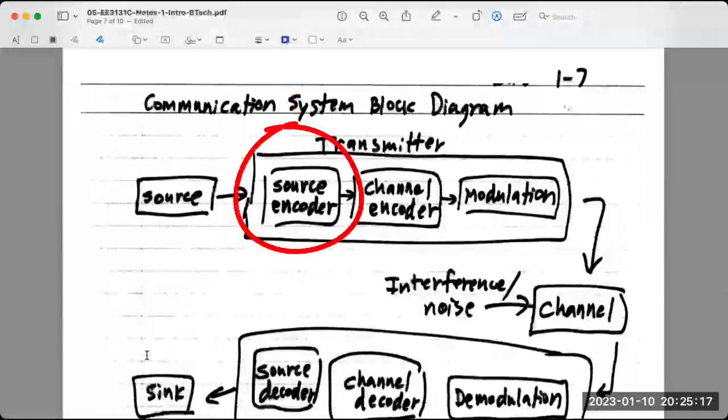Every communication system has it. Why send more than you have to? It costs you money to transmit data. It costs you resources, power, energy. Why send more than you have to? So all systems use data compression.